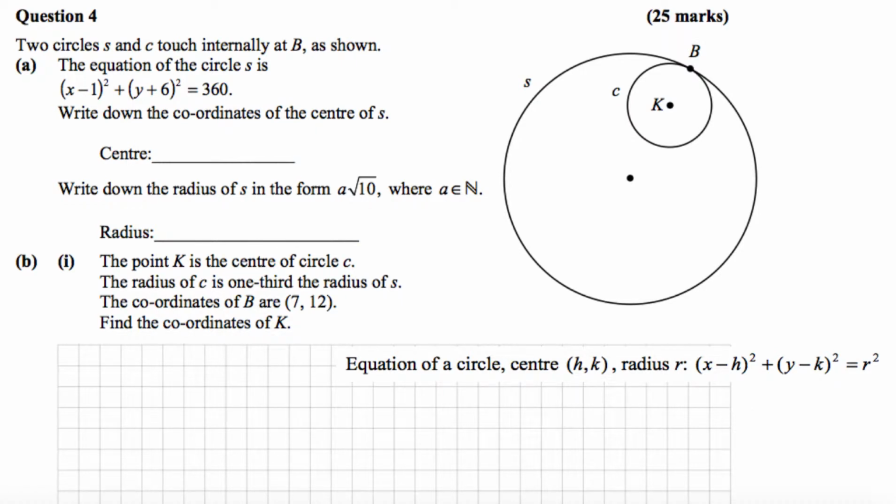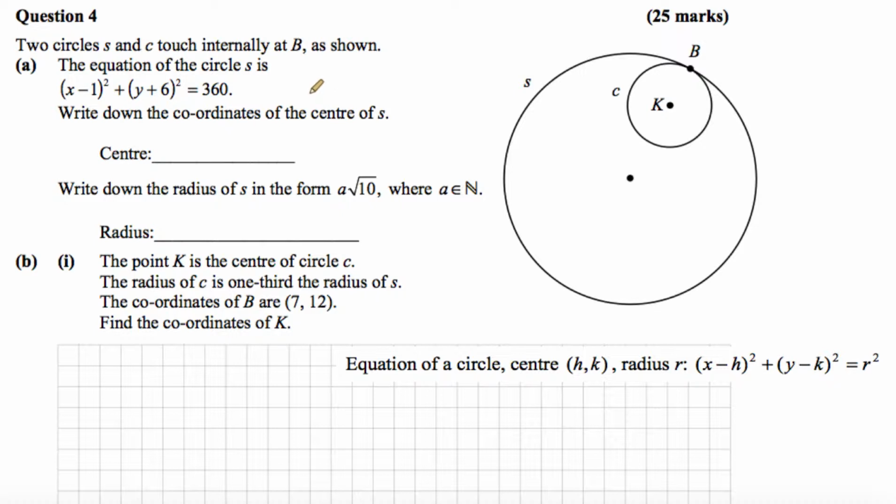So this is the 2015 Leaving Cert Higher Level Paper 2, and we're looking at question number 4. Two circles S and C touch internally at B, as shown. So here's the circle C and the circle S, and they touch at B.